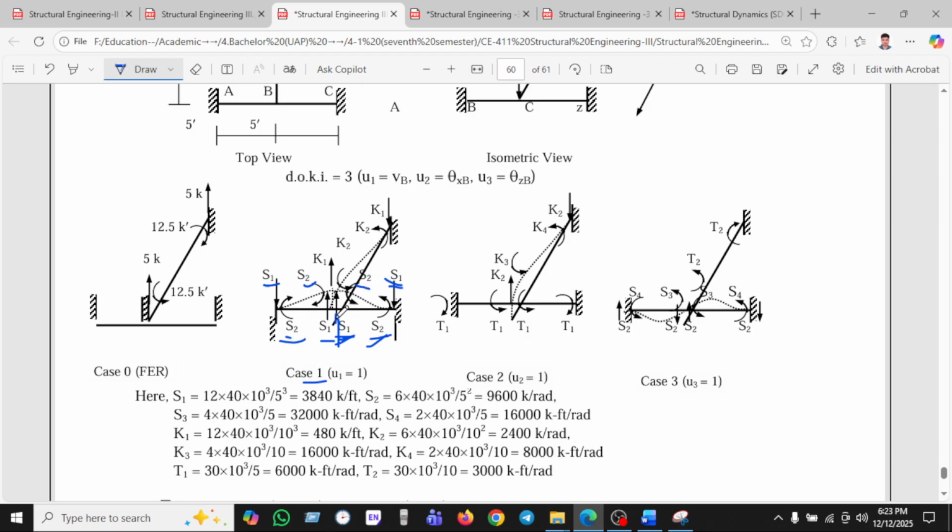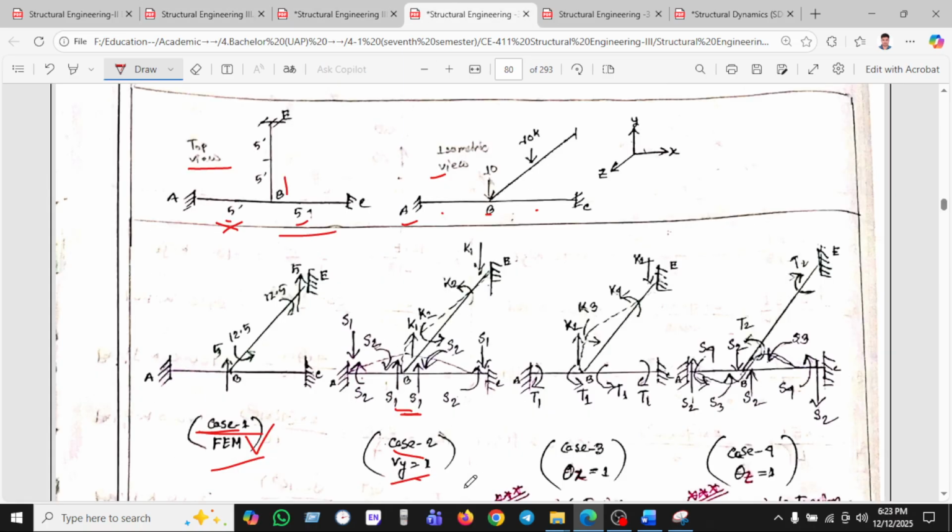In the same way, for this member we apply K1, and the opposite direction will be K2. K1 is at the far end and K2 will be in the opposite direction. These are our first case. Okay, now we can use the rotation.